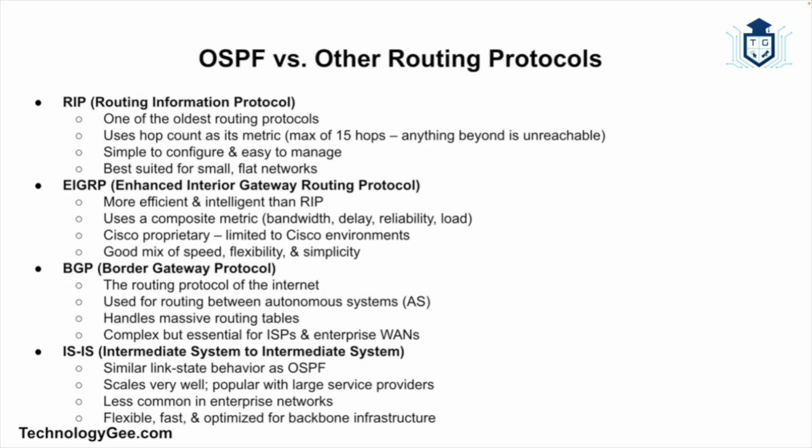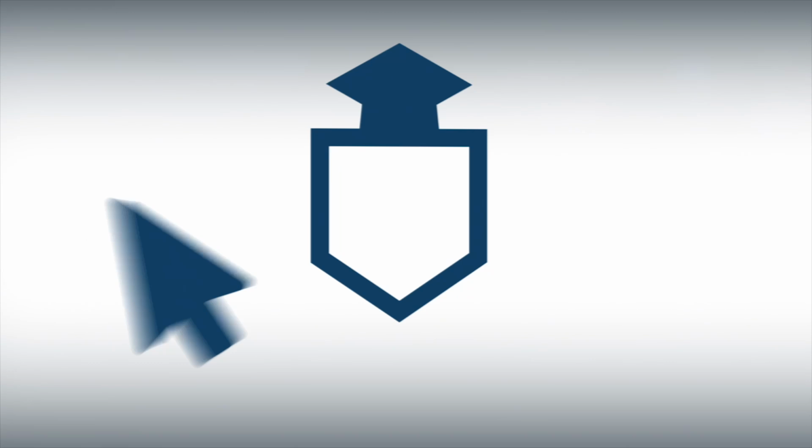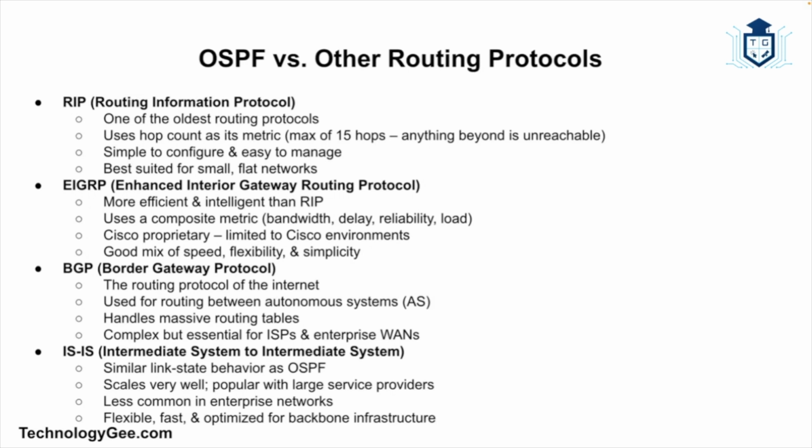All right, so understand that OSPF is not the only protocol in town. There are various other routing protocols like RIP, which stands for Routing Information Protocol. Basically, RIP is simple and easy to configure, but it uses hop count and maxes out at 15 hops, so it's good for small networks. Then you also have EIGRP, which is more advanced and efficient than RIP, and that is Cisco proprietary. You also have BGP, or Border Gateway Protocol, a big player for routing between ISPs across the network. And then you have Intermediate System to Intermediate System, which is similar to OSPF but more common in large ISPs.